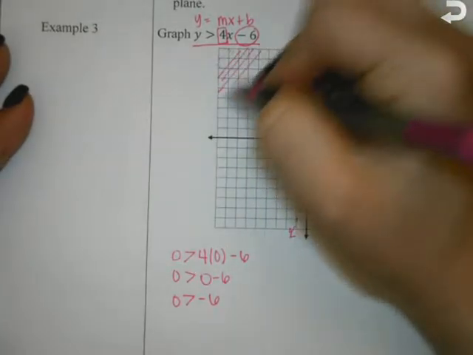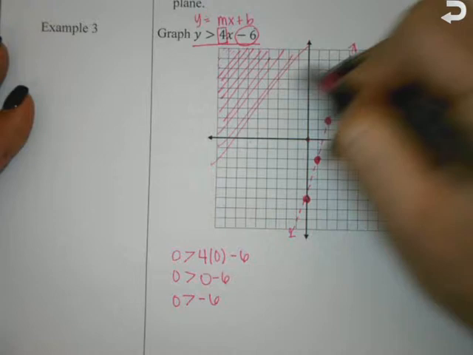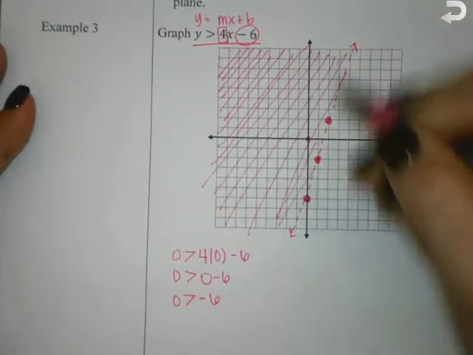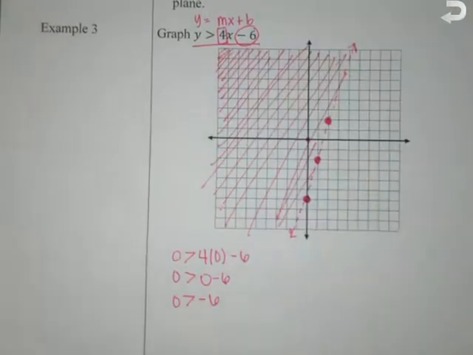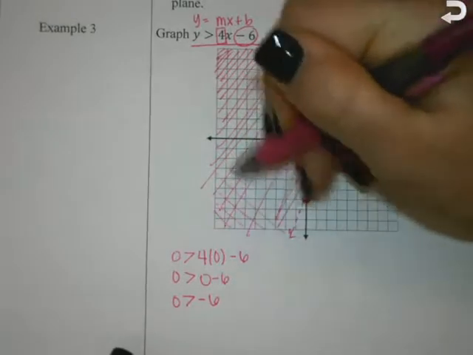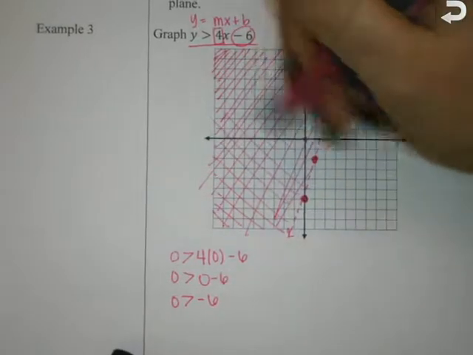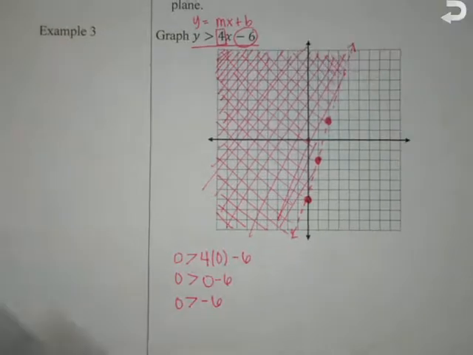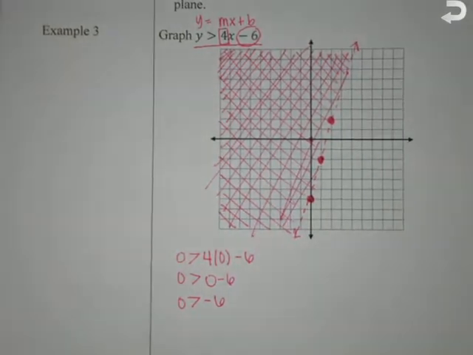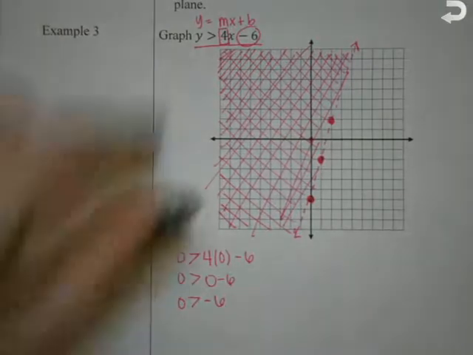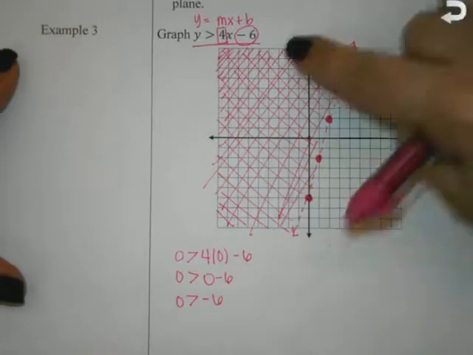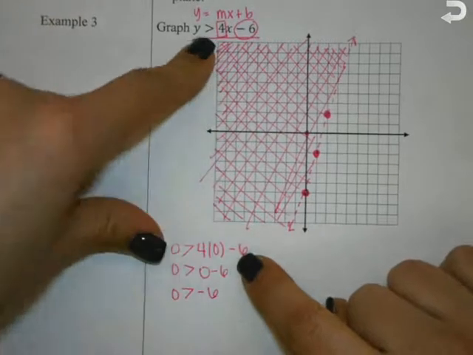So you're going to shade in, and I do it with lines. You can shade however you want. The plane that contains 0, 0. If 0, 0 was not a solution, then we would shade the half plane that does not contain 0, 0. So the whole point of shading, guys, means that we can pick any point within the shaded area, and it would give us a true statement if we plug it into the inequality.